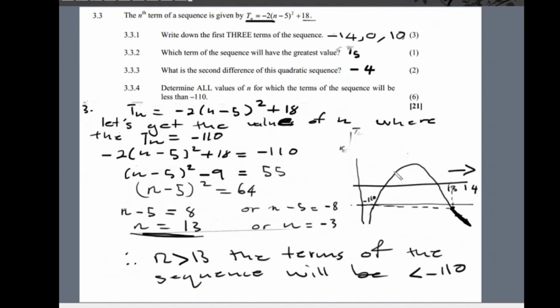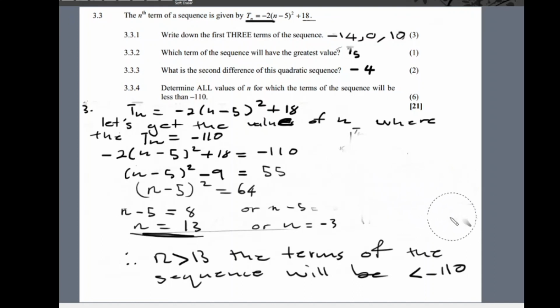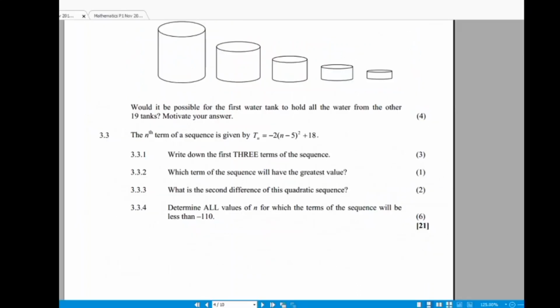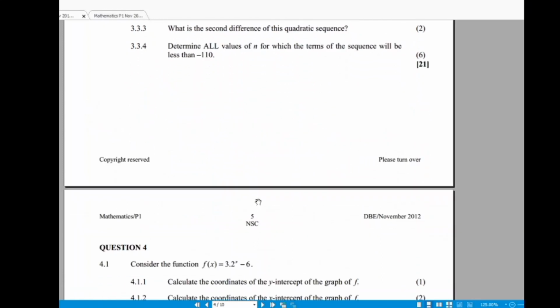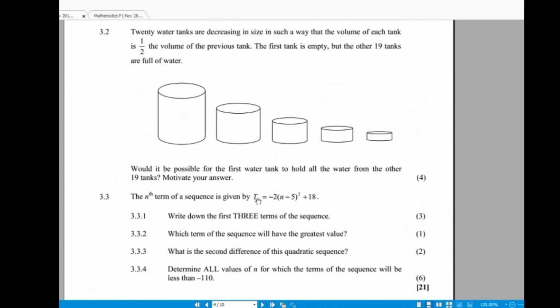So this picture is just for explanation, right? If you are able to see that for values of n greater than 13 the terms of the sequence will be less than minus 110, then you don't need to draw any pictures here. But for me, I usually draw pictures for such questions. Okay, so I think we are done with this question.